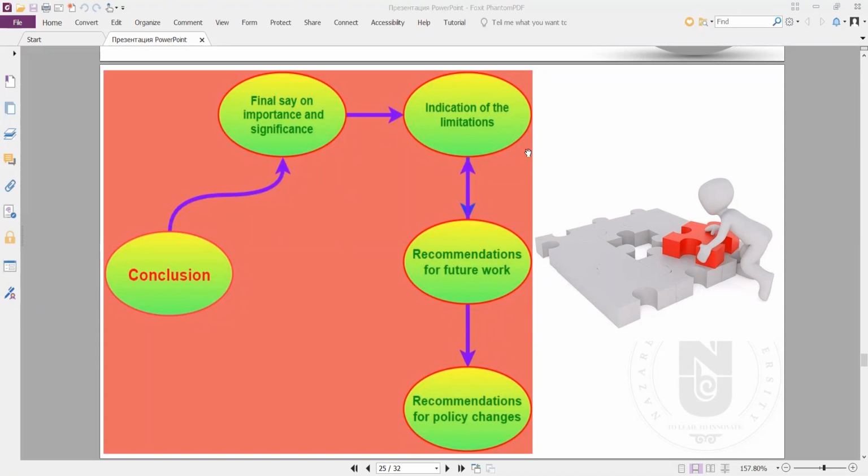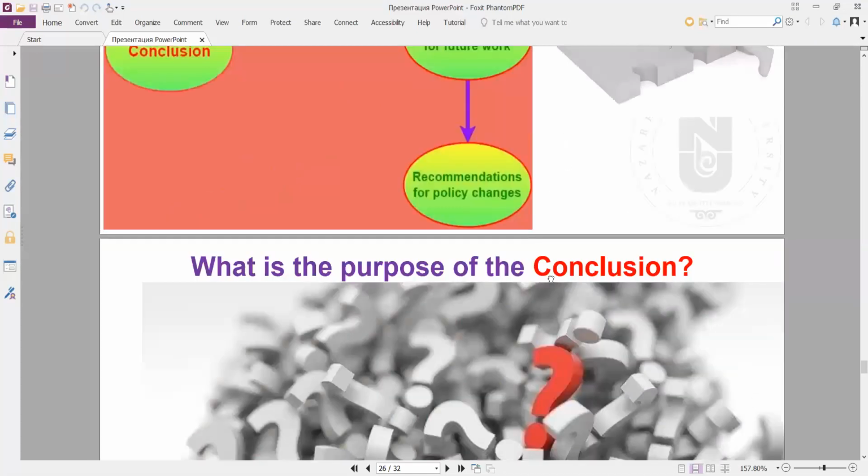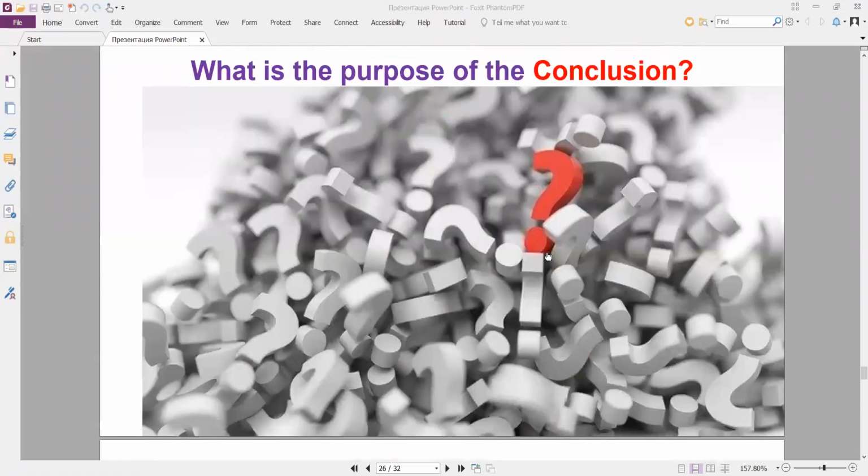Great then. Again, question: what is the purpose of the conclusion? What's the purpose of the conclusion? Any answers?